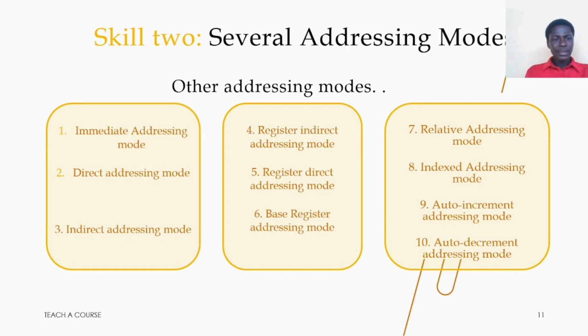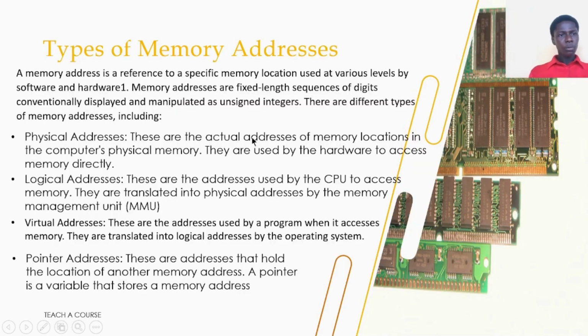We also have the direct addressing mode. In this addressing mode, the address field of the instruction contains the effective address of the operand. So let's move forward since there are so many addressing modes. Now we look at types of addresses. A memory address is a reference to a specific memory location that is used at various levels by software and hardware. Memory addresses are fixed length sequences of digits, conventionally displayed and manipulated as unsigned integers.